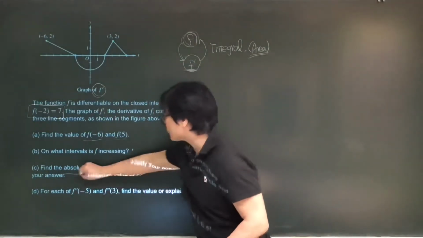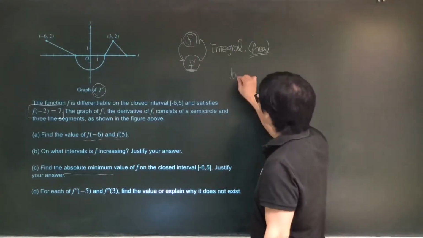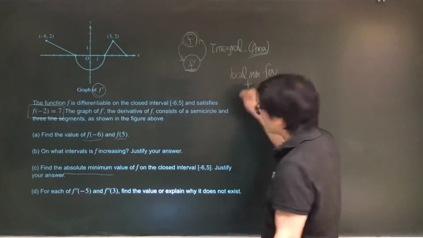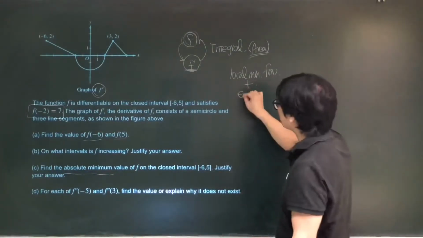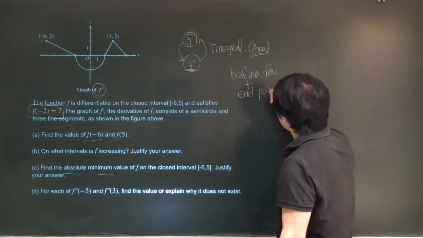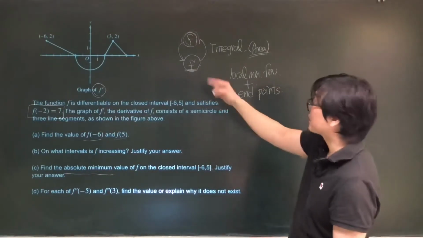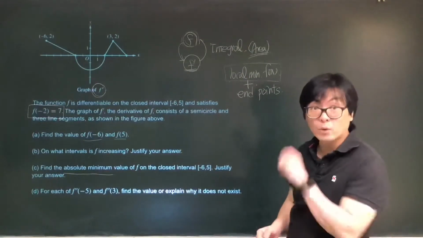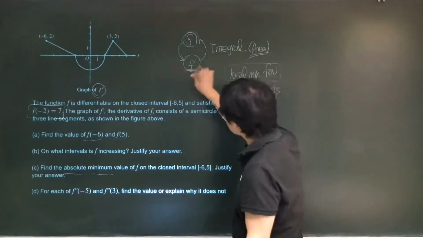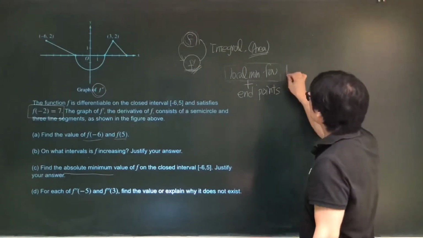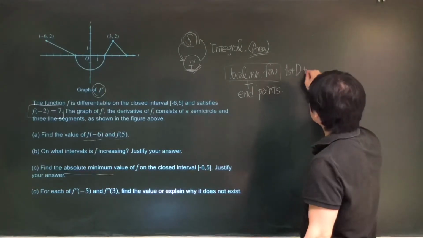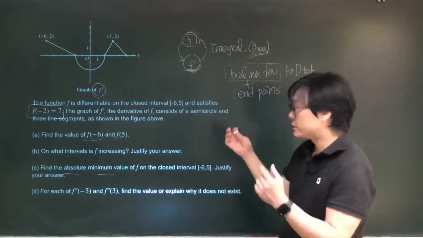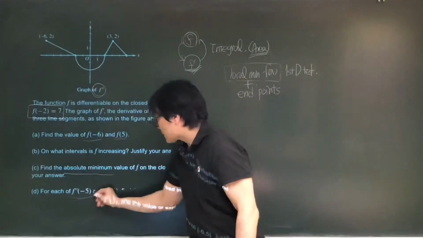To find the absolute minimum, we need to find the local minimum of f of x first, and then don't forget to check the endpoints. The endpoints we know, f of -6 and f of 5, and we can find the local minimum of f of x by checking f prime, using the first derivative test. Of course, since we have a graph of f prime, that will be easy too. Very straightforward.